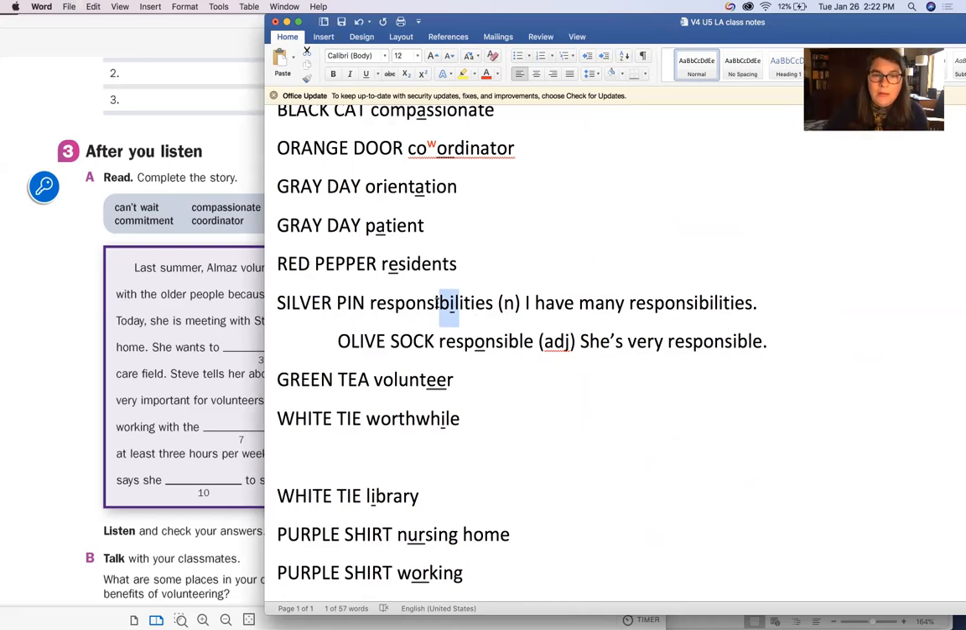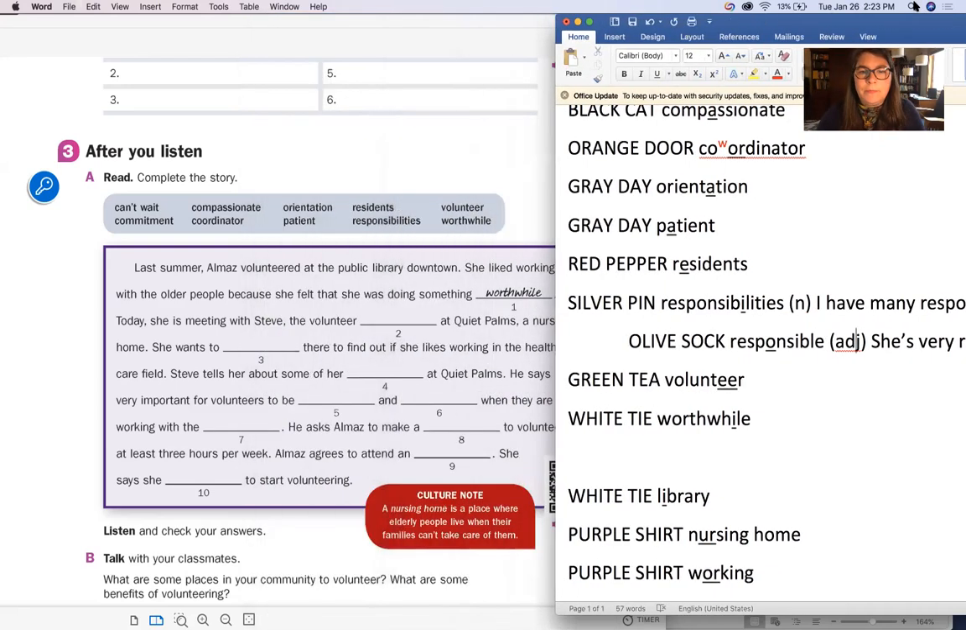And this right here is responsibilities. I have many responsibilities. But when this word becomes an adjective, the stress location changes. If you say she's very responsible, olive sock, responsible, okay? Practice these two words because they're useful and very important, okay?